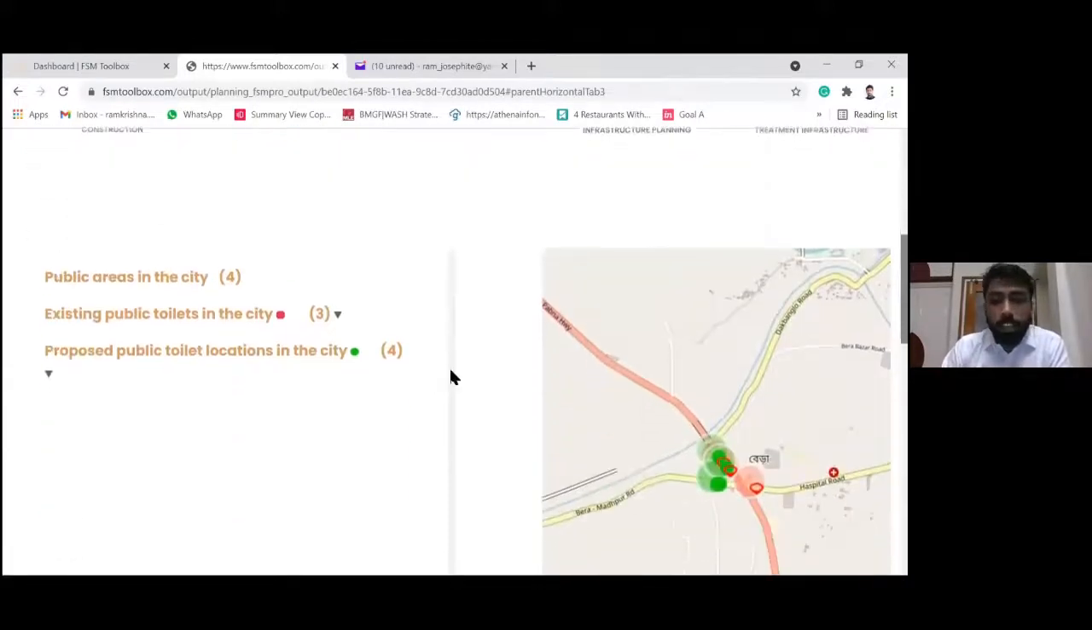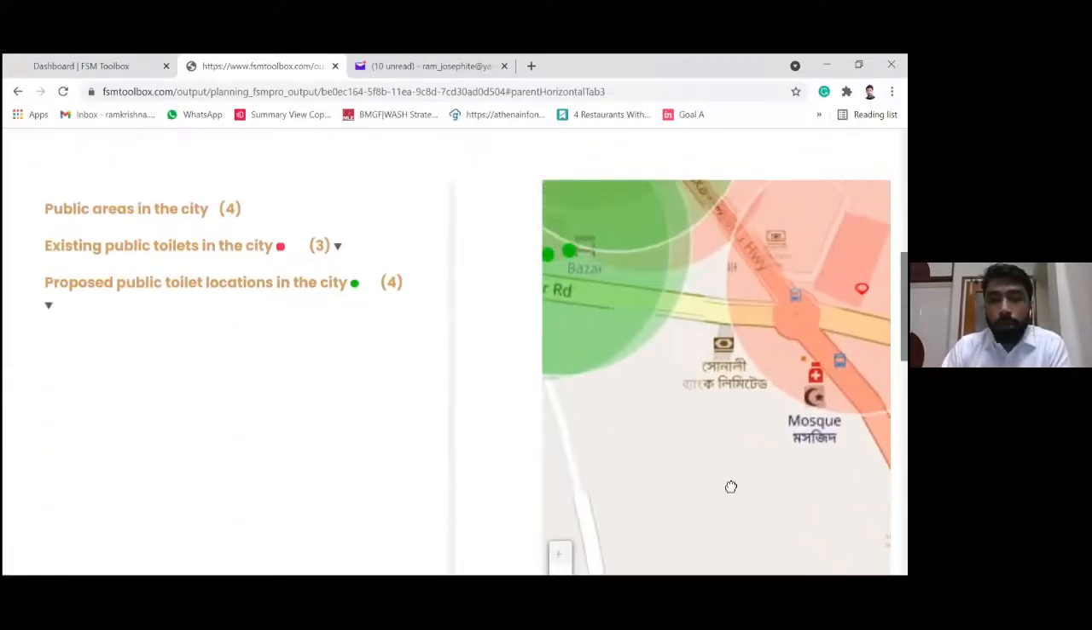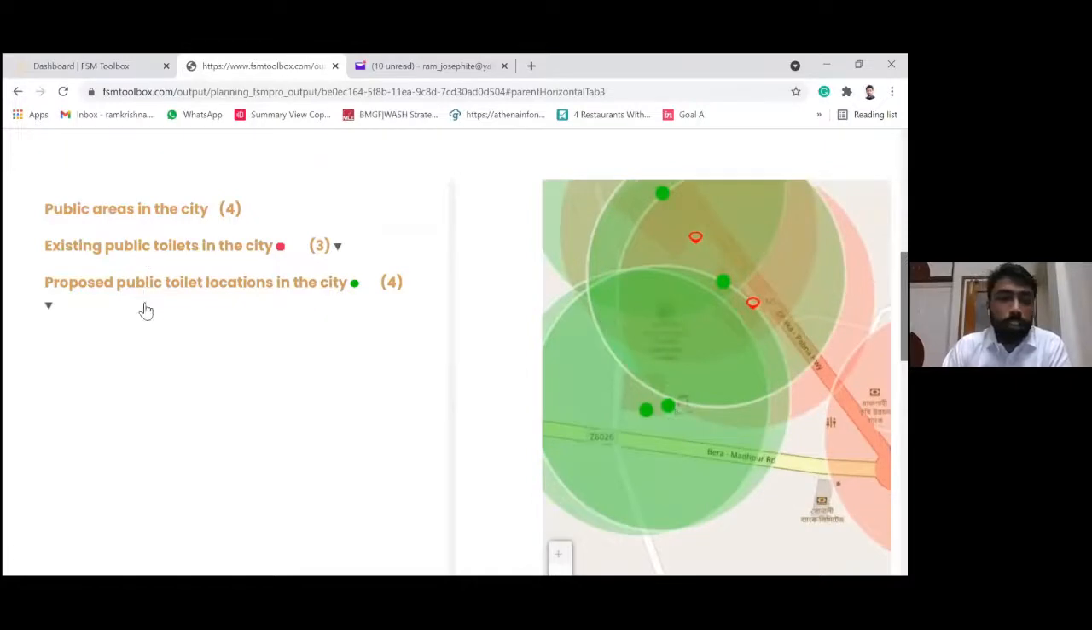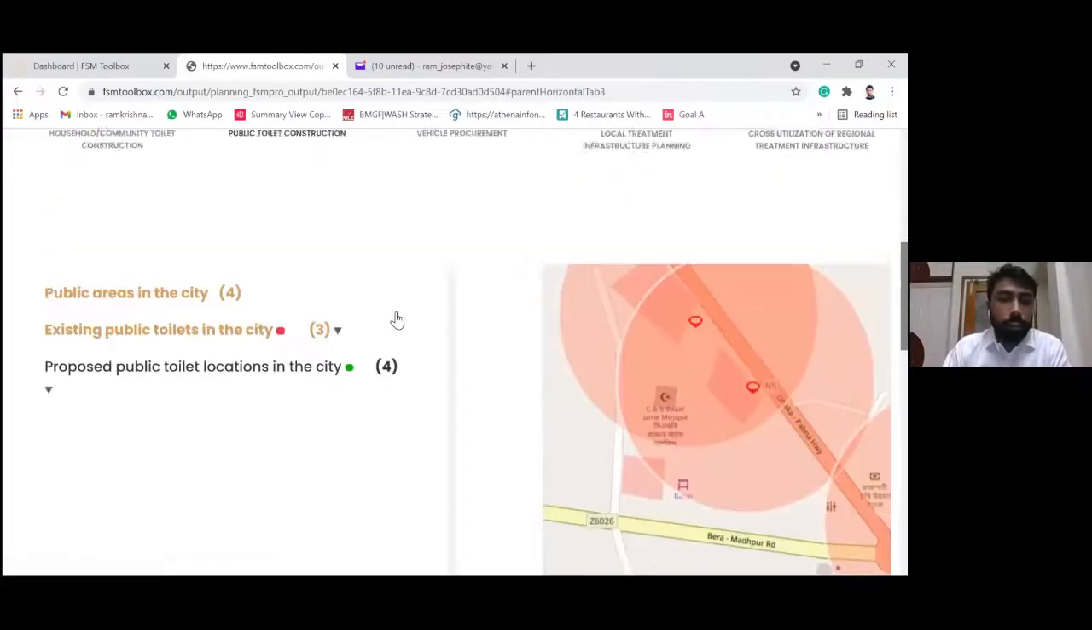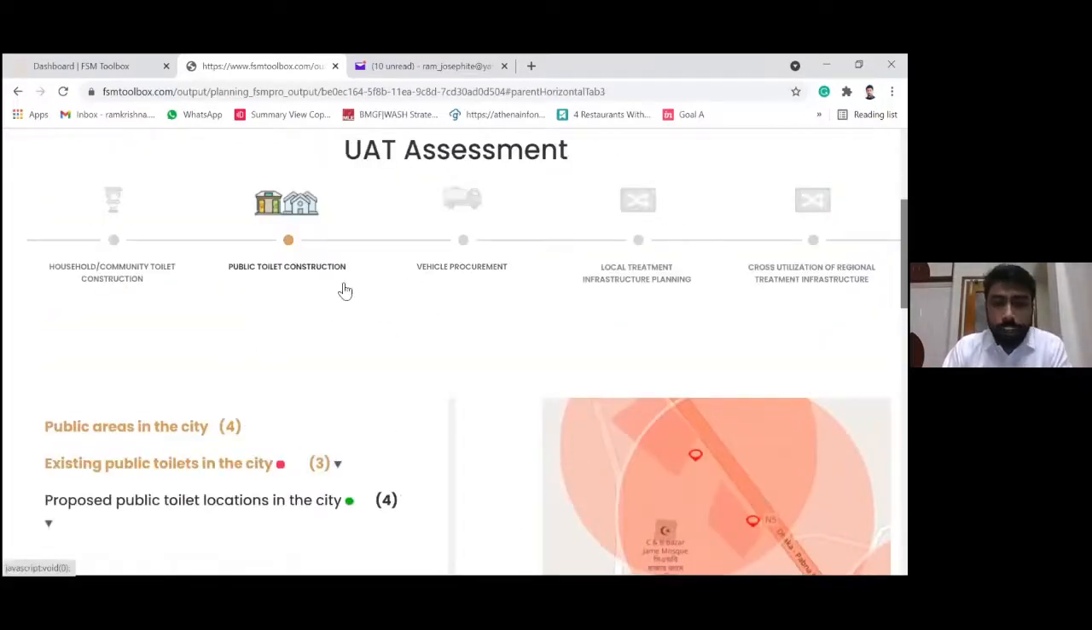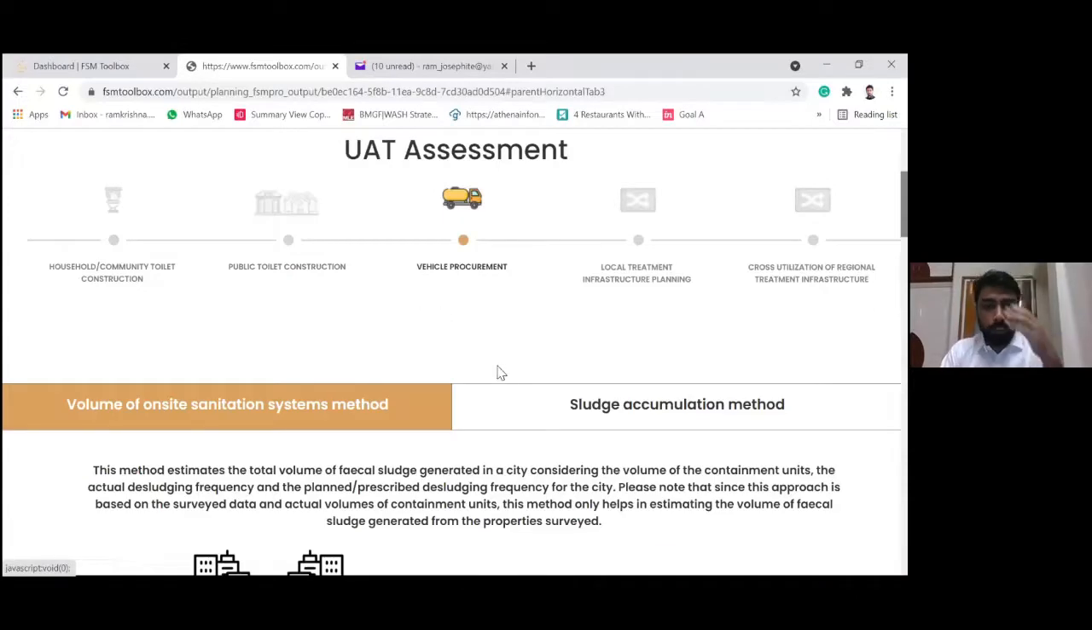Similarly, on public toilet construction, it will show you which are the existing public toilets, which are the proposed public toilets, and how many toilet seats can be constructed. I'll not go into the detail of it, but just to give you the essence of what the tool is, I'll show a couple more things.